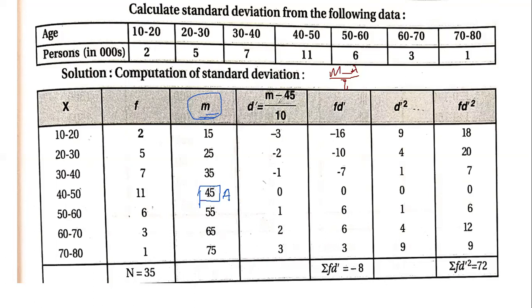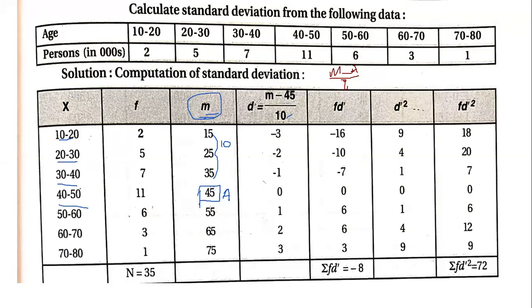Let's calculate now. M minus 45, that is assumed mean, divided by 10, which is I. How did I get 10? You can take the difference between the numbers here, or the difference between the numbers here. That will give you 10. Even if you take it here, 25 minus 15 is 10, 35 minus 25 is 10. So that is how we find the common value. Now find out D dash.